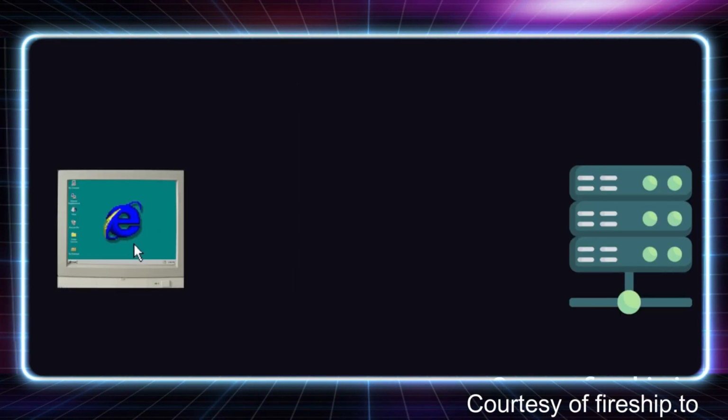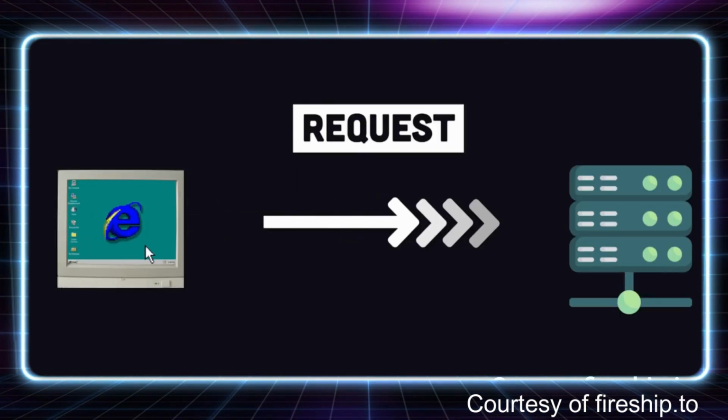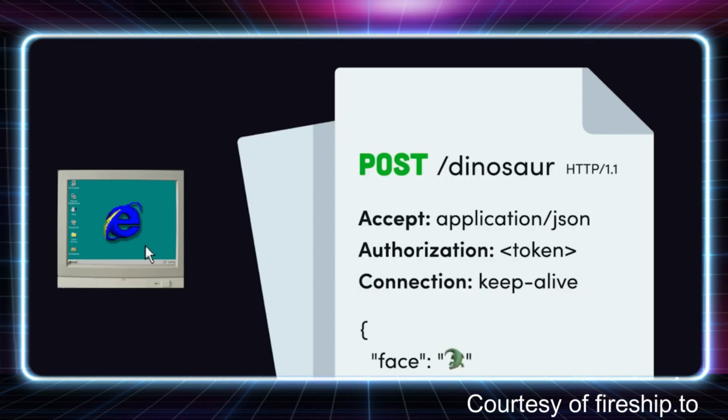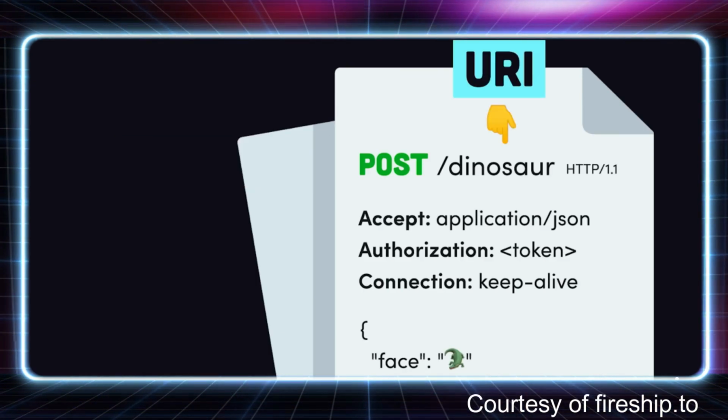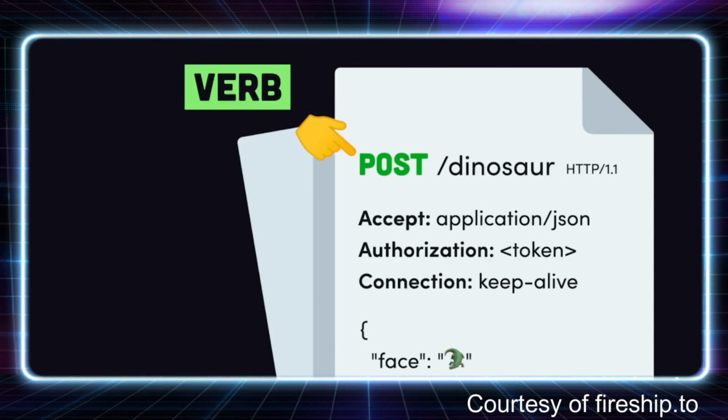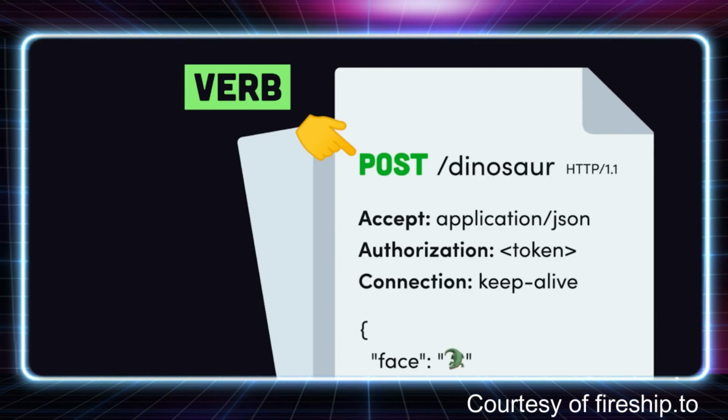A client can get data about a resource by making a request to that endpoint over HTTP. The request message has a very specific format. Most importantly, the start line contains the URI that you wish to access, which is preceded by an HTTP verb or request method, which signal your intent with the resource.